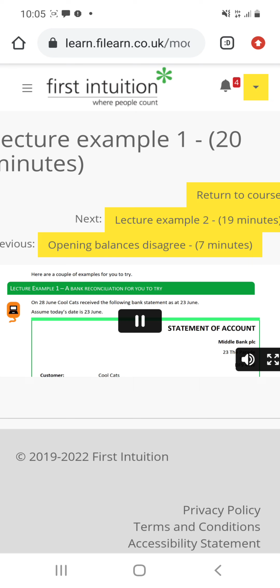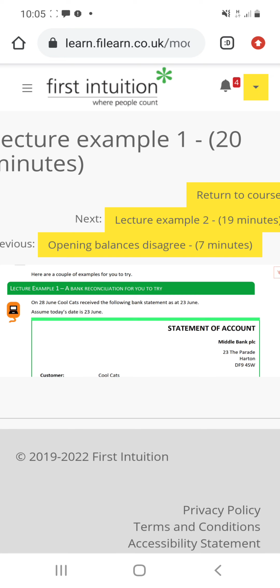Hello, and let's move on with bank recs and have a look at lecture example 1, and basically get us to do a bank rec from scratch here. So we'll start off by taking a look at what information we've got and what we've got to do as a question, and then we can do some of the mechanics of it.